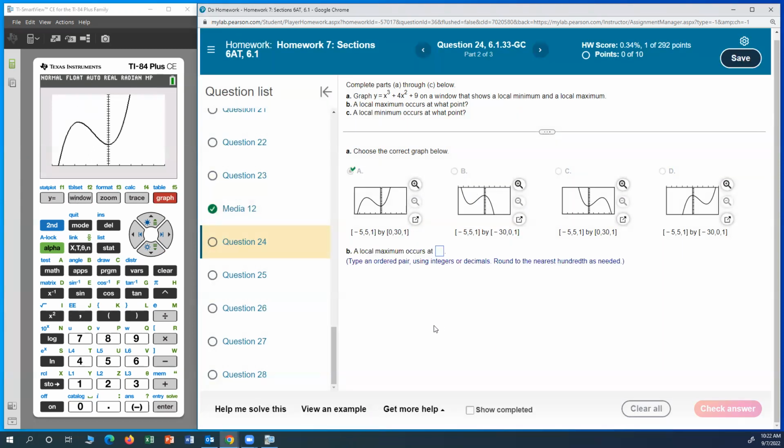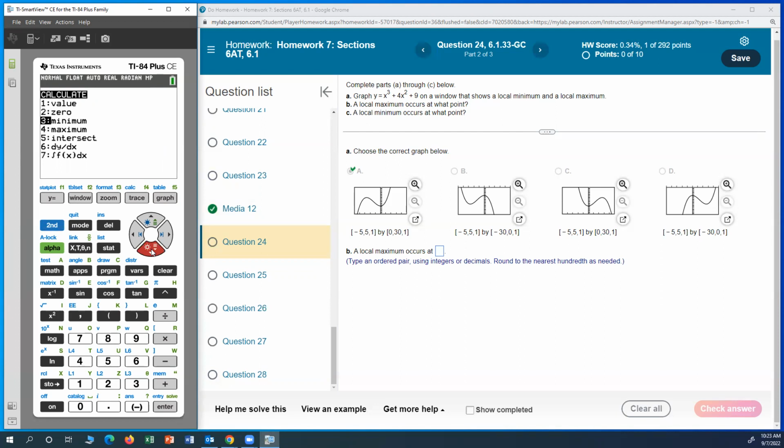Okay, so now they ask for a local maximum. And to find this in your calculator, you do not want to just trace. You want to actually calculate the maximum. So I'm going to go to second, trace, and that gets me to the calc menu, because anytime I hit the second key, it brings me to the blue lettering.